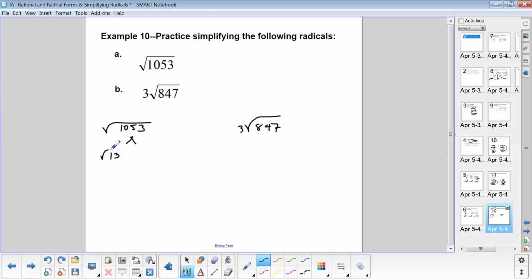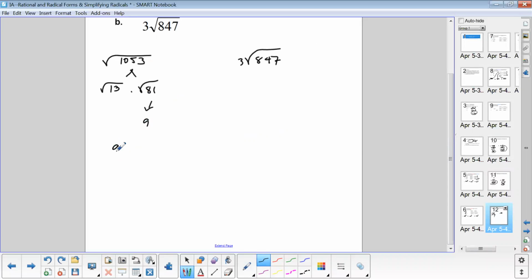So the square root of 13 and the square root of 81. And the square root of 81 is 9. So I'm going to rewrite this as 9 times the square root of 13. That's our notation, as we put our integer factor to the left and our radical to the right.